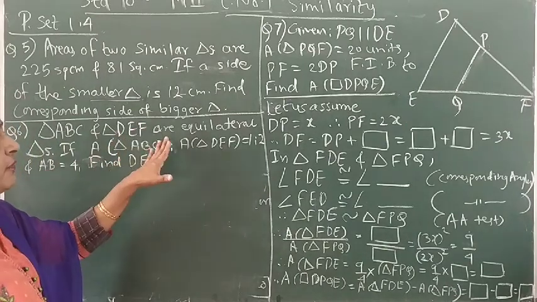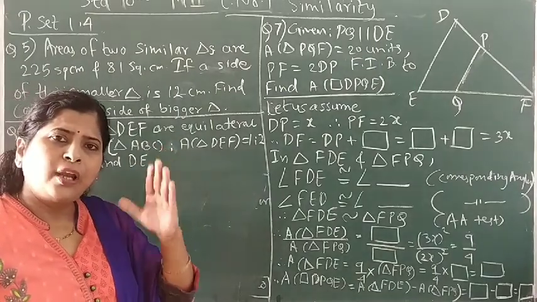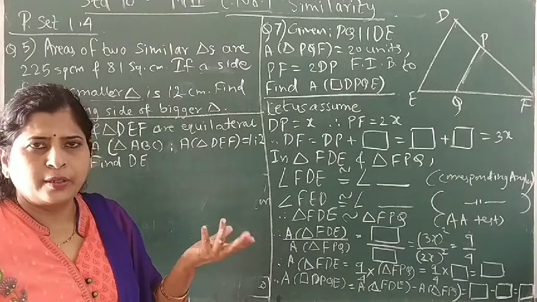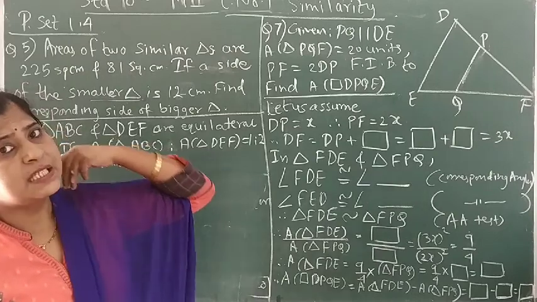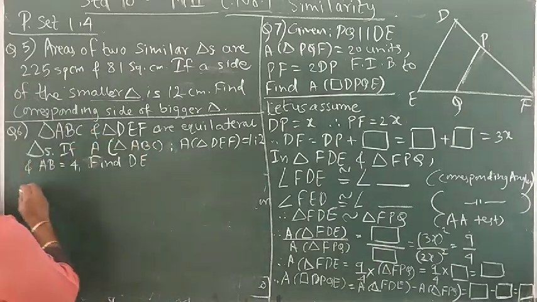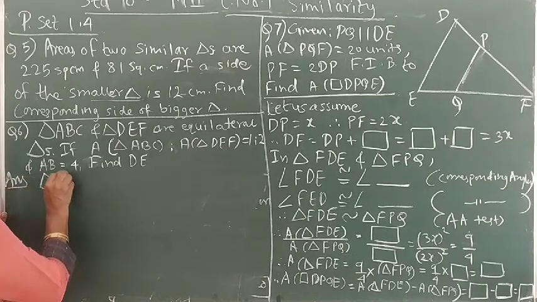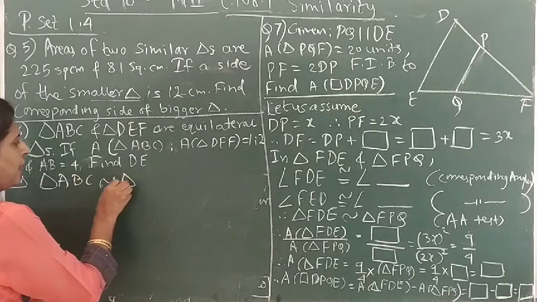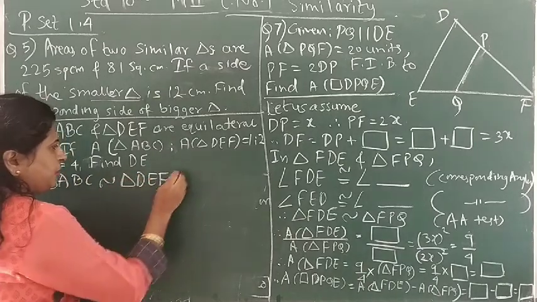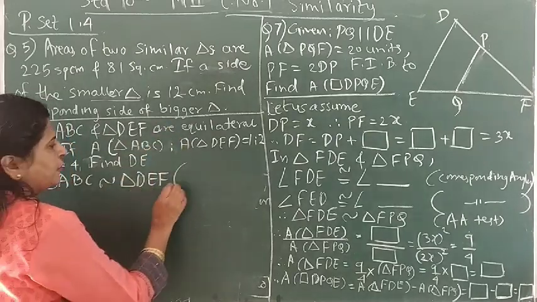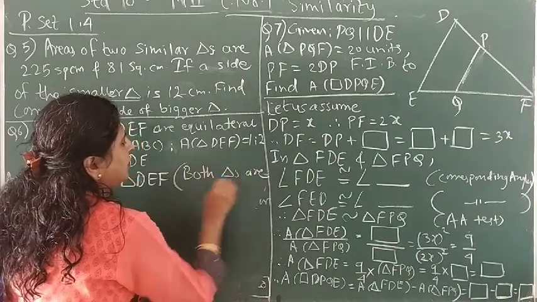Now here it is not given that these two triangles are similar, but we know that all angles of an equilateral triangle are congruent, they are 60 degree. Hence we can say that two equilateral triangles are similar also. Okay, so first we can write the statement. Triangle ABC is similar to triangle DEF. I have a habit of saying ABC and PQR, but here it is given DEF, so you have to take both triangles are equilateral.